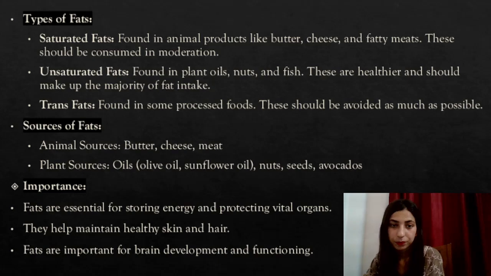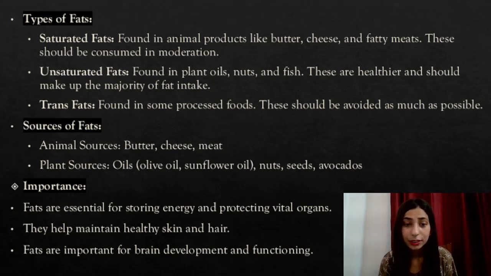Then types of fats. We have saturated fats, unsaturated fats, and trans fat. Now, what are saturated fats? We were on saturated fats, right? We get these from animal products like butter, cheese, and fatty meats. These should be consumed in moderation. And then we have unsaturated fats found in plant oils, nuts, and fish. These are healthier and should make up the majority of fat intake.